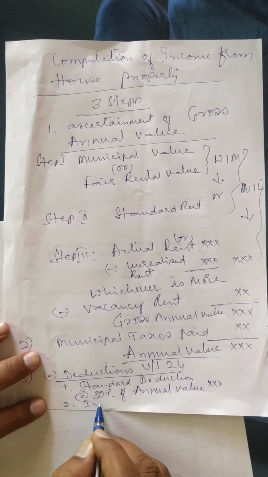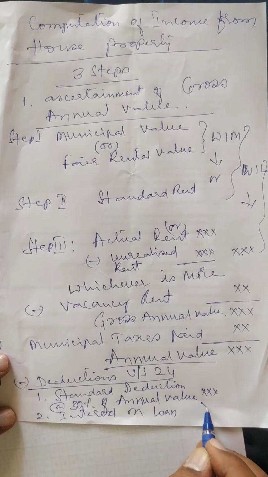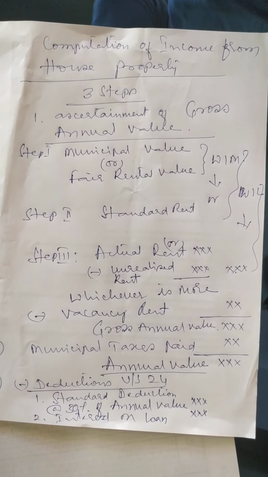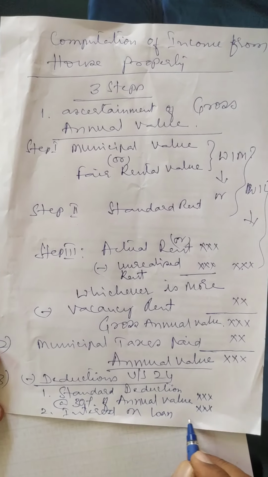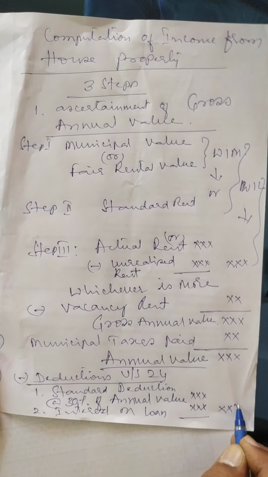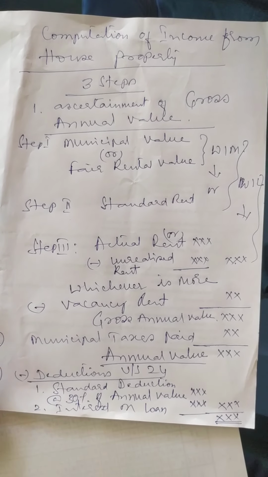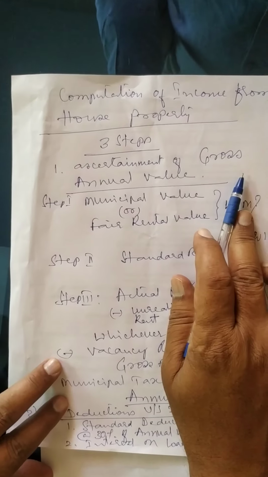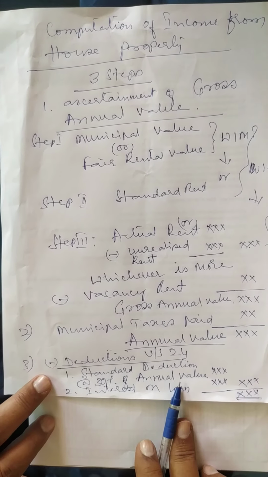Number two, interest on loan can also be allowed as a deduction. Interest on loan, whatever amount paid by the landlord during the previous year, entire amount of such interest on loan in case of let out property will be allowed. Only these two deductions will be allowed from the annual value. Remaining value is called as income from house property. Firstly, we have to remember 3 points. One is ascertainment of gross annual value. Second one is allowing municipal taxes. Third is allowing deductions under section 24.